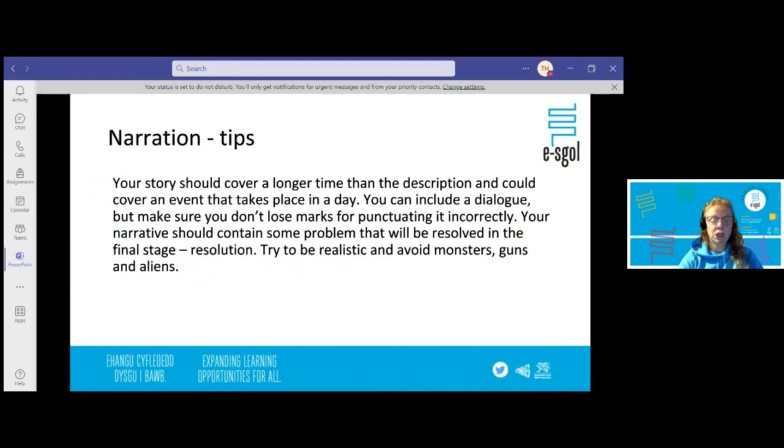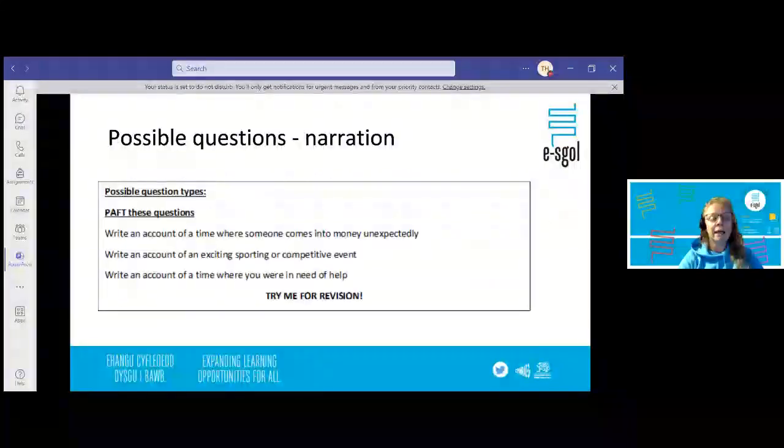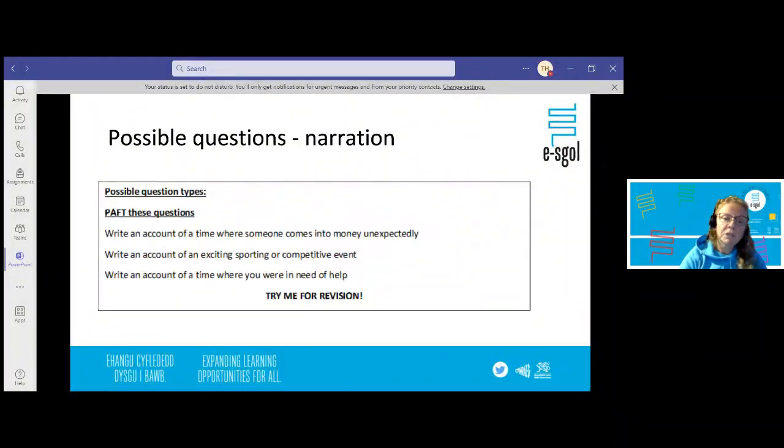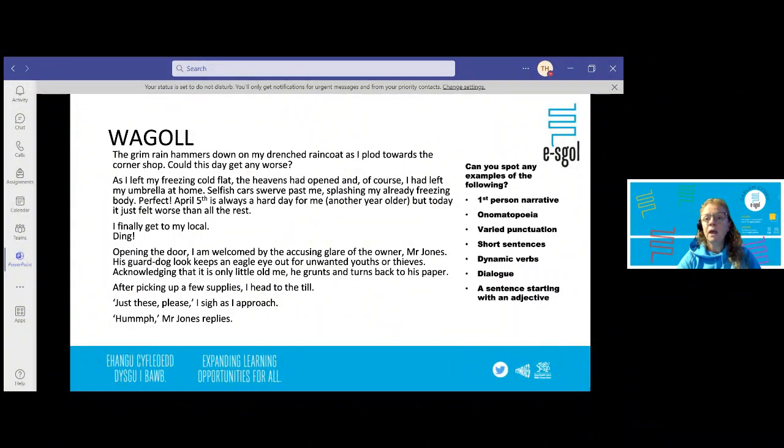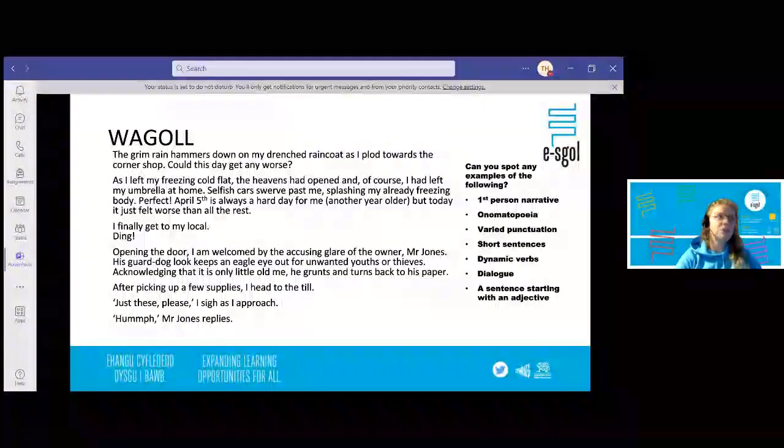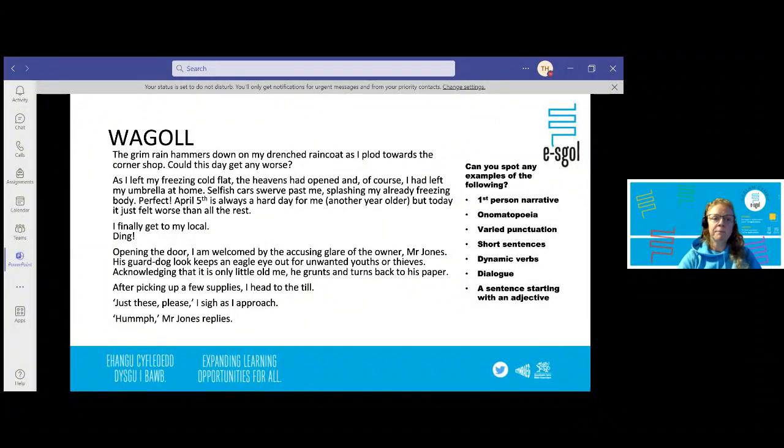And then you've got a narration here, some tips for narration and some possible questions. Write an account of a time, write an account of an exciting sporting or competitive event. Okay. Same again, I've given you a waggle. So there's a good example there with some examples of the techniques that you need to be using that will help you to vary your sentence structure and engage the reader.